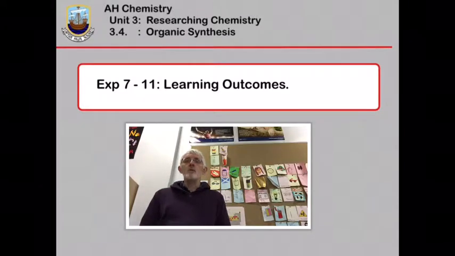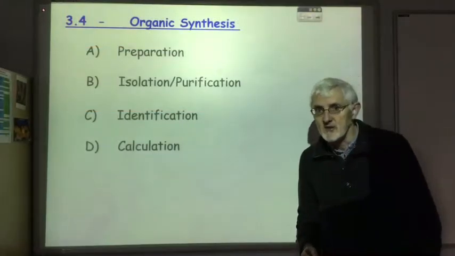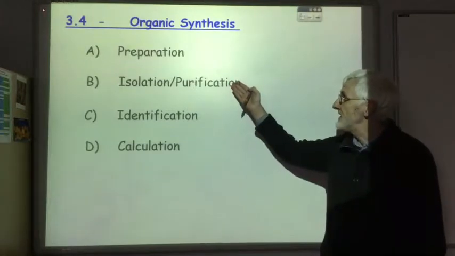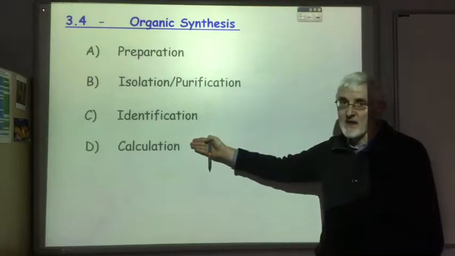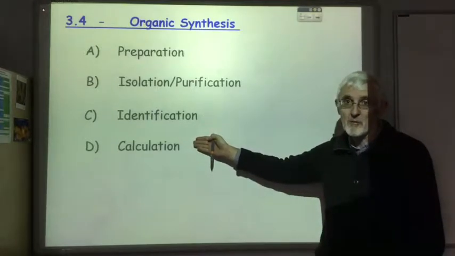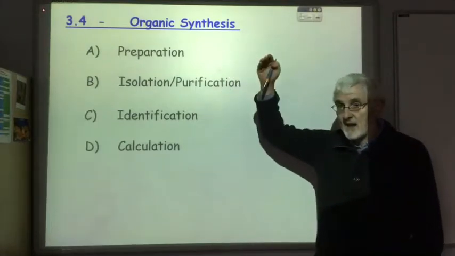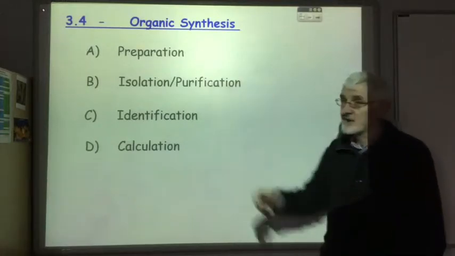In this lecture, we're going to look at the learning outcomes which are associated with the practical work we carry out for the organic synthesis section of the course. There are four main stages to most organic synthesis: preparation of your product, the isolation and purification of your product, identification of your product, and then any associated calculation, most commonly percentage yield calculation. So in this lecture I'm going to look at each of these four sections in turn, starting with the preparation.